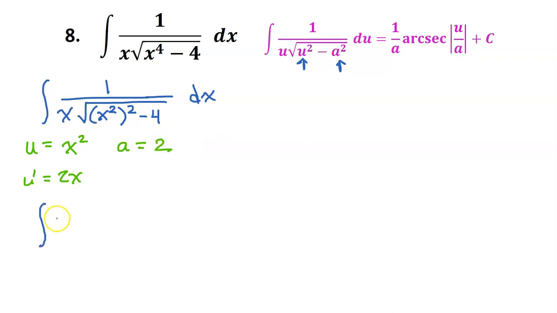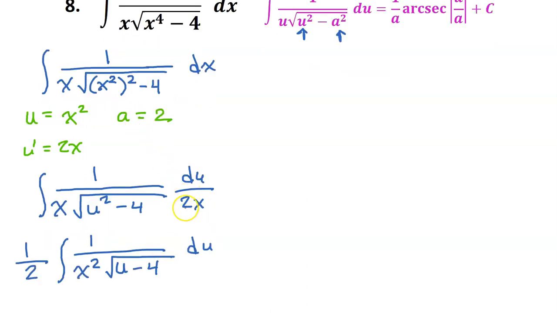Let's go ahead and make this substitution and see what happens. So for now we have x and then the square root. We will have u squared. u is x squared, and there it is. So we have u squared minus 4. Instead of writing dx, we will write du over u prime, which is 2x.